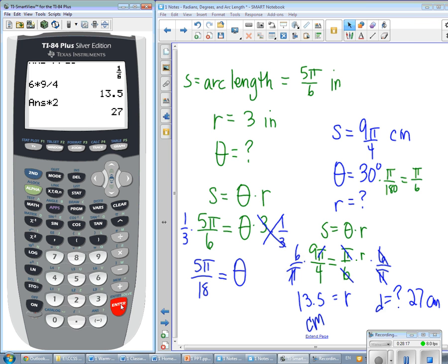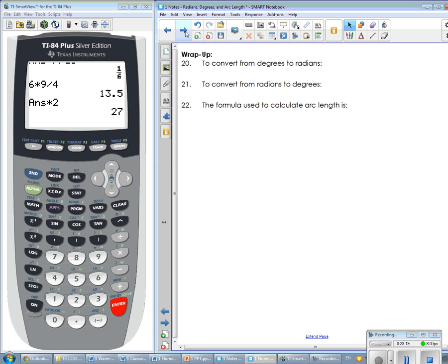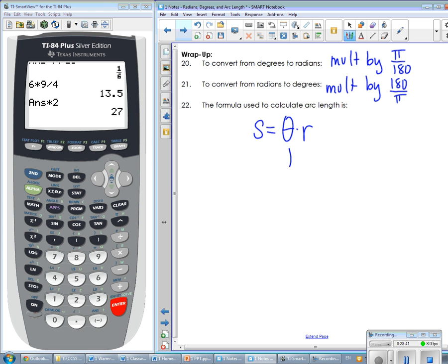Okay? So today, let's just go ahead and wrap this up. To convert from degrees to radians, so remember, if I have degrees and I want radians, that means I need a pi. So I'm going to multiply by pi over 180. If I want to go the other way, I'm going to multiply by 180 over pi because I need to get rid of the pi. The formula used to calculate arc length is just going to be S equals theta times R, but you've got to remember that theta must be in radians.